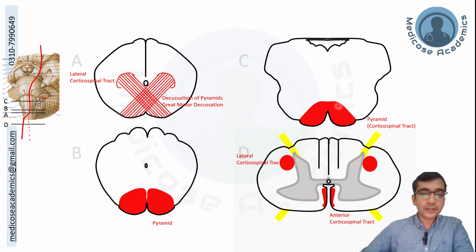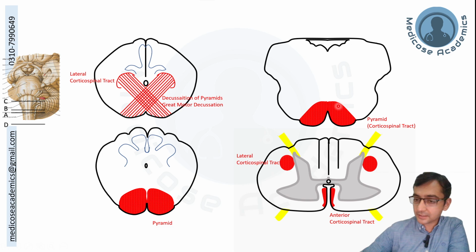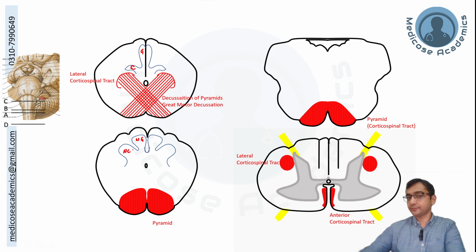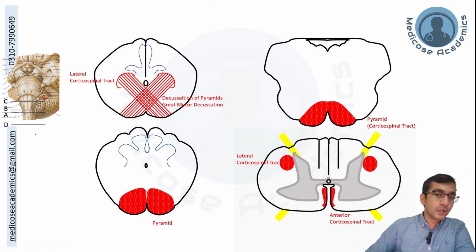Next, let us see the dorsal column medial lemniscus system. Here, this raised area is the gracile tubercle, and this is for the cuneatus nucleus and gracile nucleus. Nucleus gracilis is present here, nucleus cuneatus is present here. Okay, we will follow this tract from below upward.